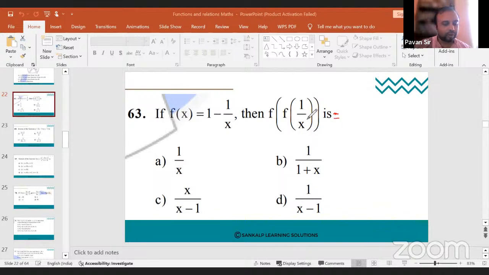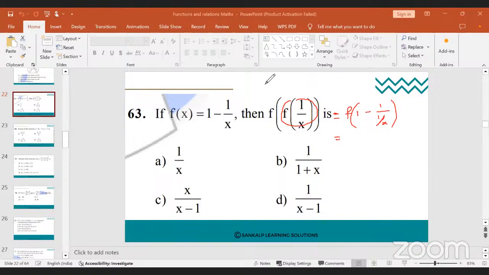F of 1 upon x means what? It is f of what is inside this, that is f of 1 upon x. It is nothing but 1 minus 1 upon x. Why? Because f of x is given, and for f of 1 upon x the denominator goes to the numerator, so f of 1 minus 1 upon x. Okay, next.